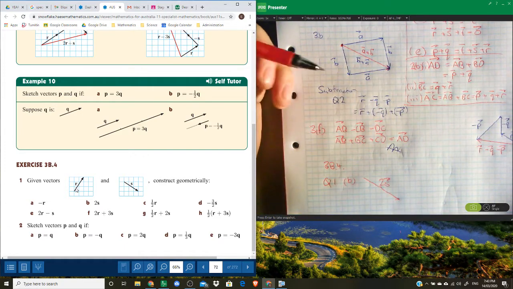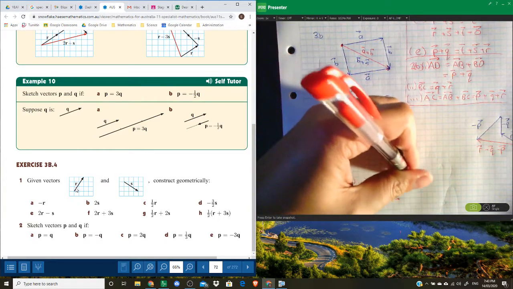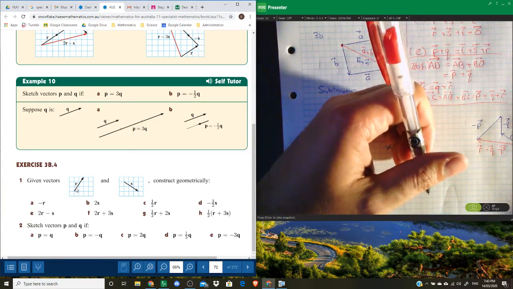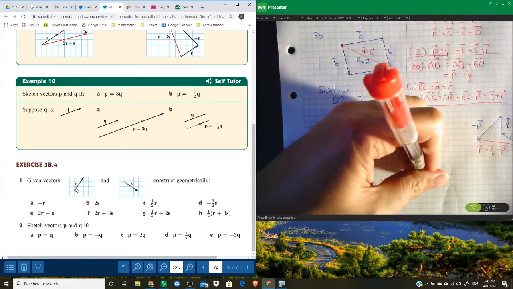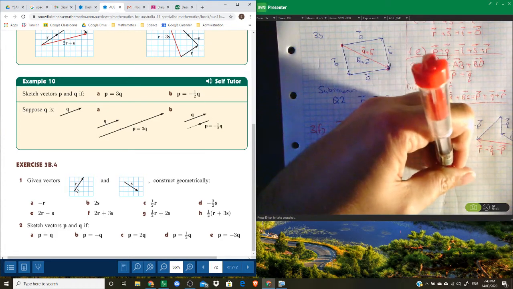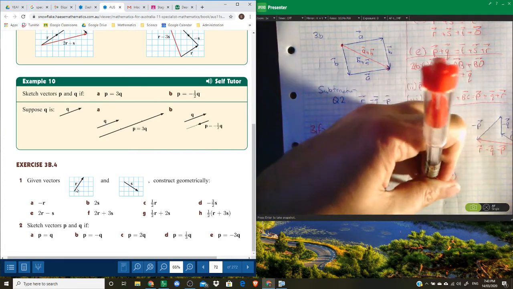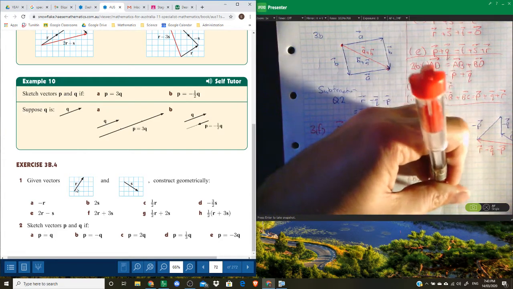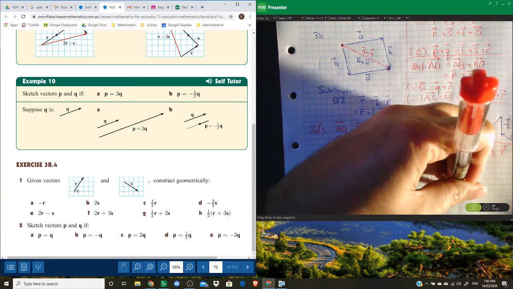That's fine. Let's take something a bit more challenging. Let's go for the last one, H. Half of R plus 3S. Well, I'm going to expand that for the sake of drawing it because it's easier to do the addition that way. Half R plus 3 halves of S.